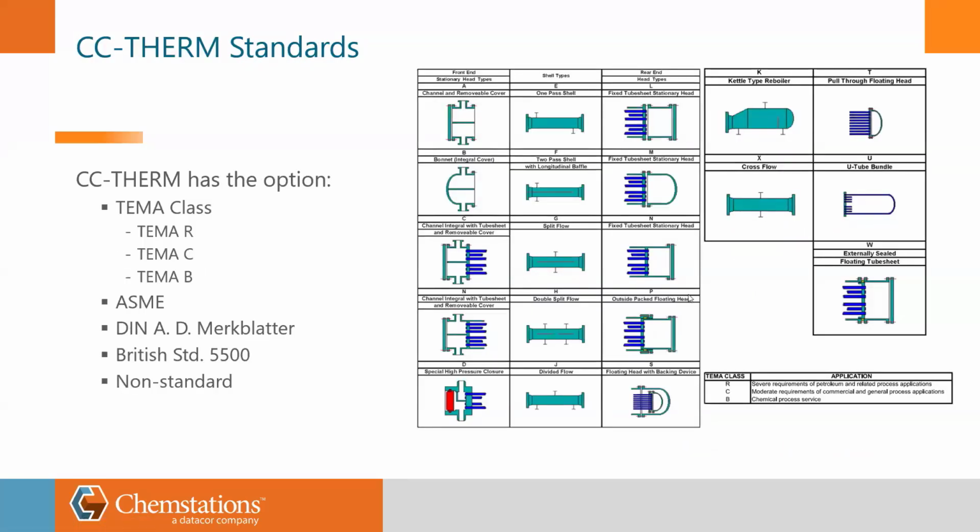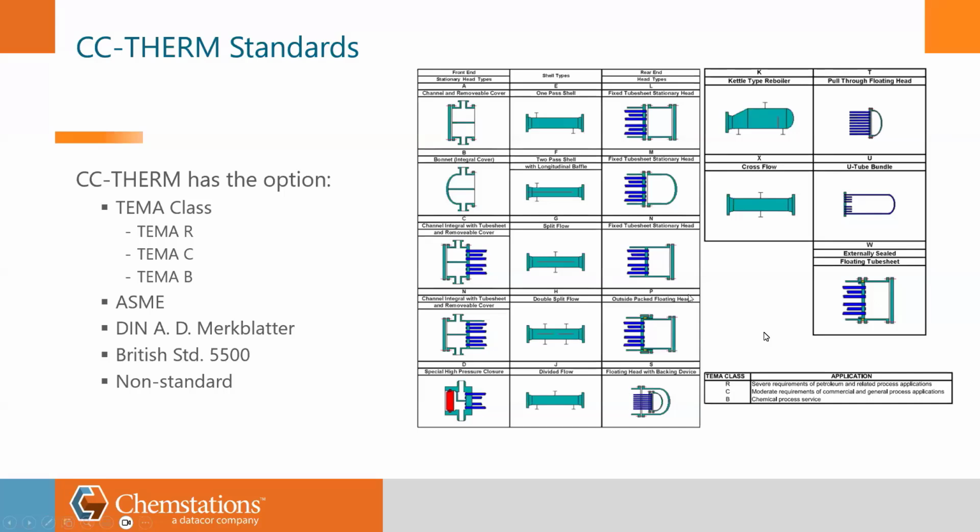CC-THERM actually follows different standards, but the most popular is the TEMA standard. And TEMA has class R, class C, and class B. But we also have ASME, so you can select the standards: DIN AD, British Standard 5500, and non-standard. These standards follow certain criteria and defaults that you can use to model the heat exchanger. Most of the time, the TEMA standard is what we use to model most of the heat exchangers that we see. And as you can see, these are different types.